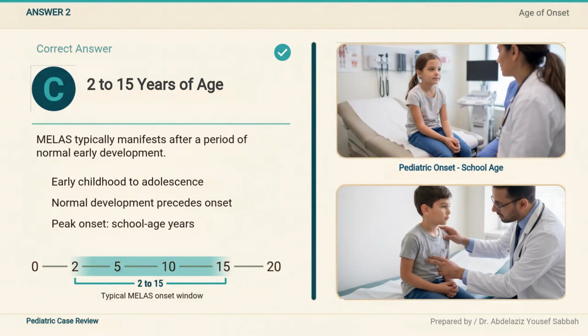MELAS characteristically manifests after a period of normal early development, with onset spanning early childhood through adolescence. The peak onset occurs during the school-age years. This pattern is clinically important because affected children usually appear entirely healthy in infancy and early toddler years, then begin to show symptoms such as vomiting, headaches, and growth decline. A previously normal child who develops these progressive features should raise suspicion for a mitochondrial disorder, even when there is no obvious family history of stroke.